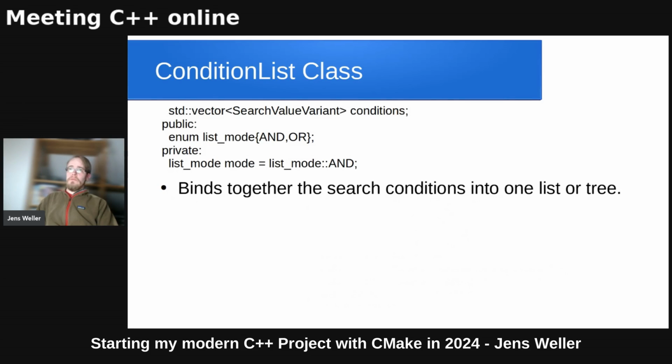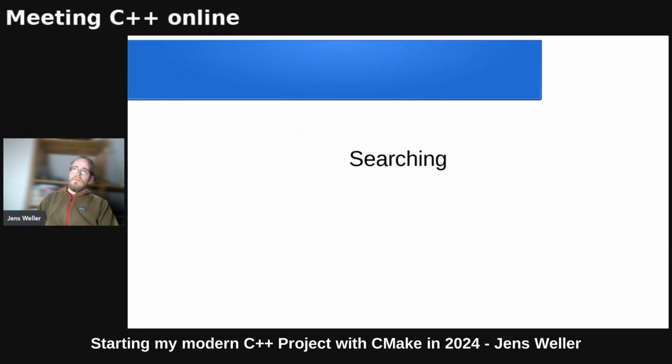There is an enum for and or, and a mode which is by default and, because basically the searcher has a variable of this, and by default it should be and. That's a good user interface. And if you add a search condition list to a condition list, then you have a tree. Which brings me to the searching part itself.